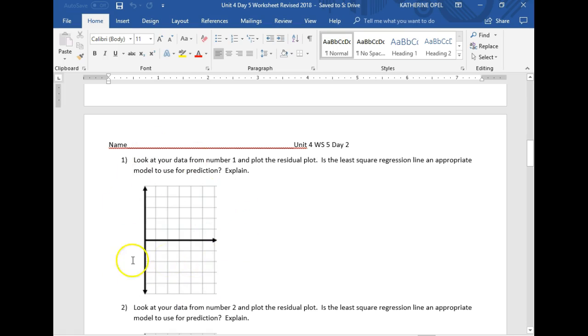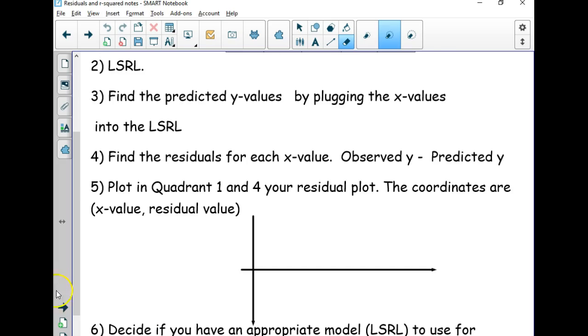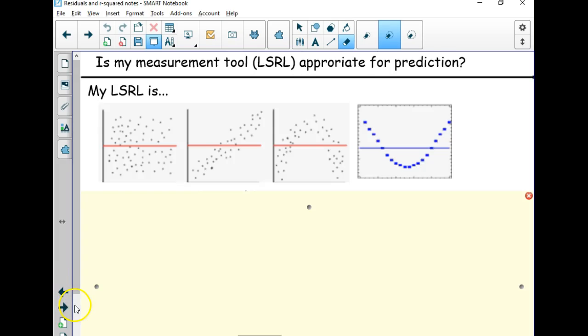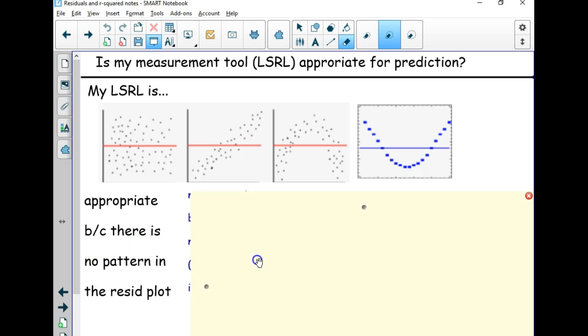After you're done with the residual plot, you have to decide, what's the point of that? Well, that's this screen. When you have a residual plot that looks like this, that is a good thing. There is no pattern like going from lower to higher, or a U this way. This is an appropriate residual plot. So that means my least squares regression line is appropriate because there's no pattern in the residual plot.